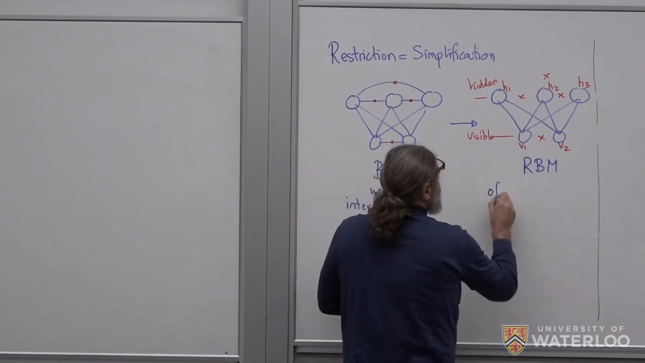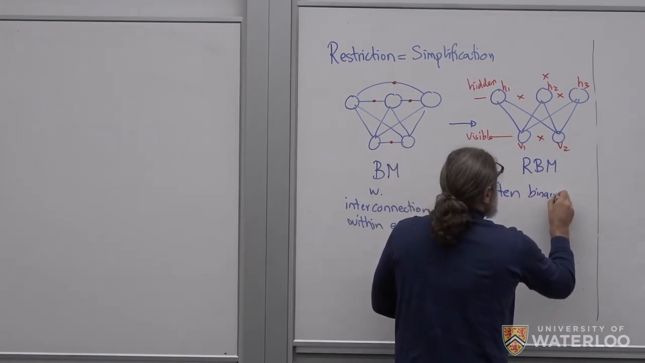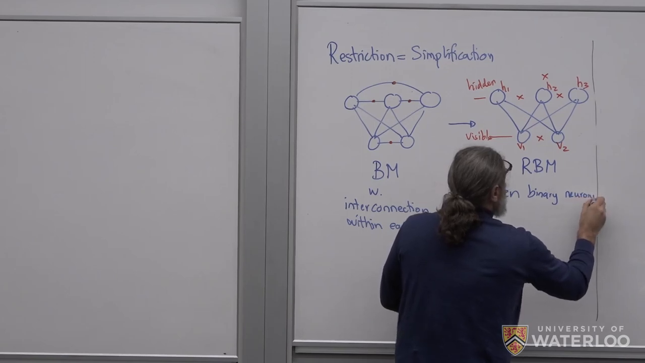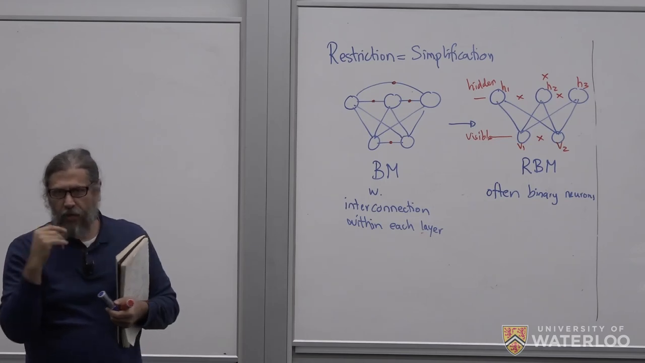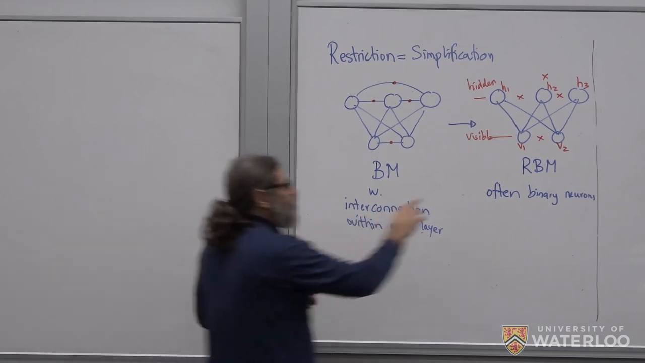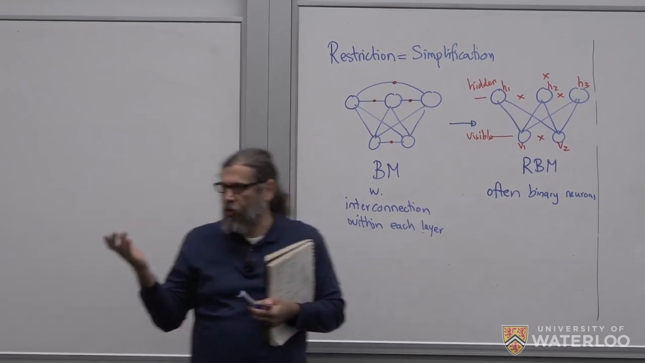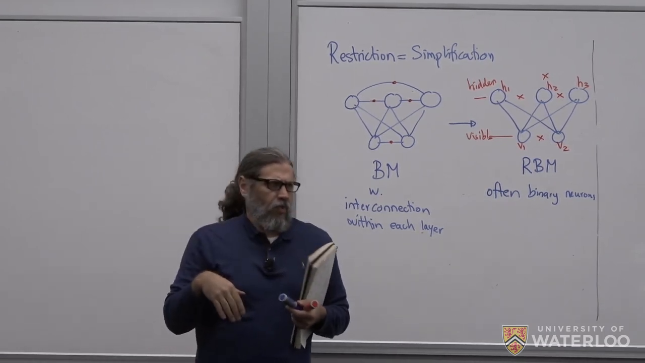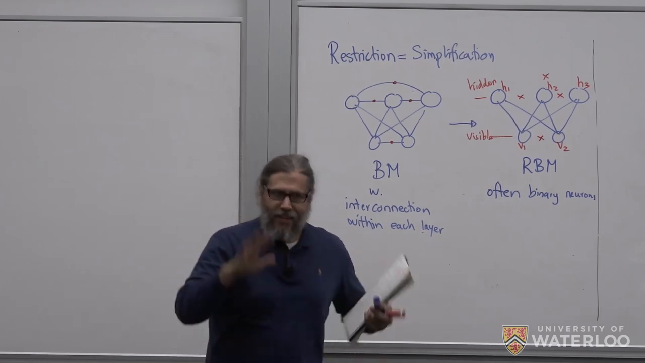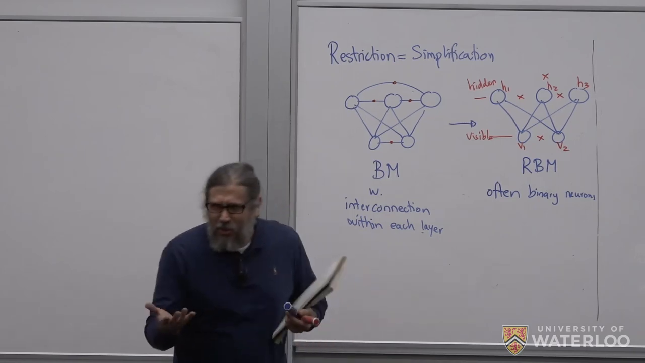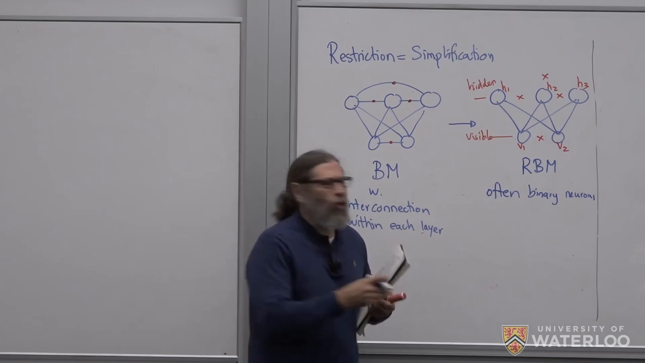RBM is often binary, uses binary neurons. It makes life a lot easier if it is binary, which means the values of V1 and V2 are 0 and 1. The values of H1, H2, H3 are 0 or 1. Well, is that useful? We will get there. Perhaps it's not useful, but maybe we can make things work.